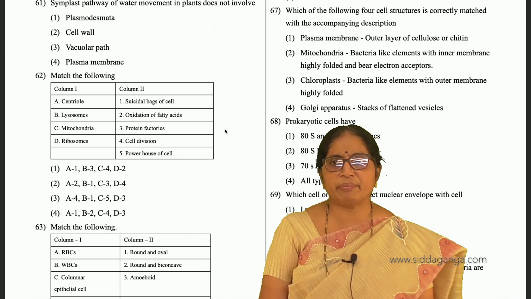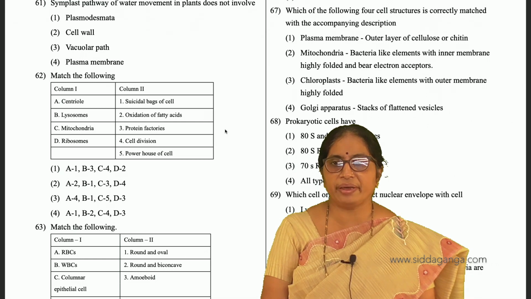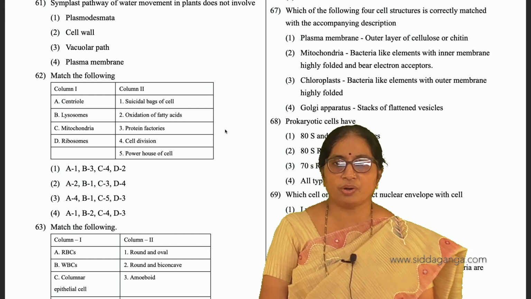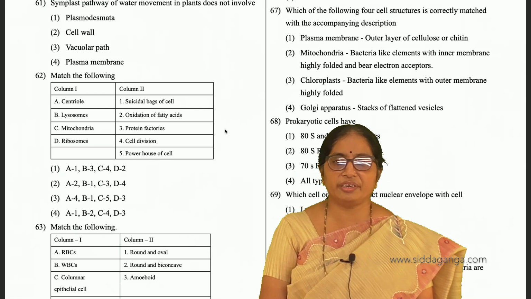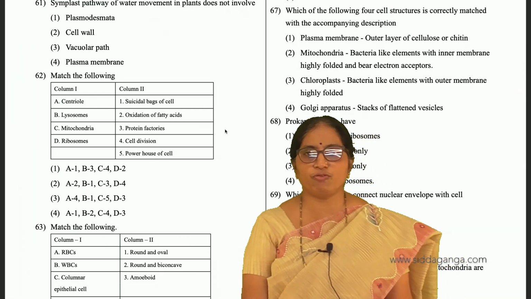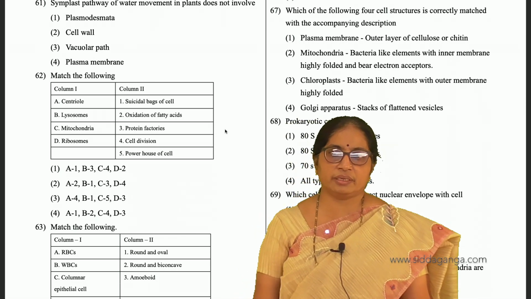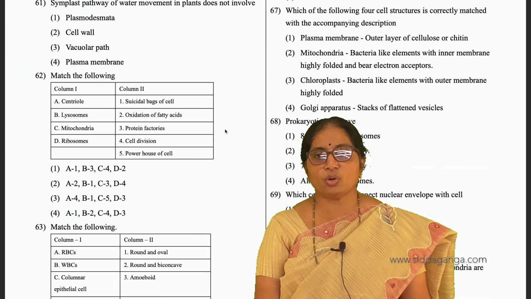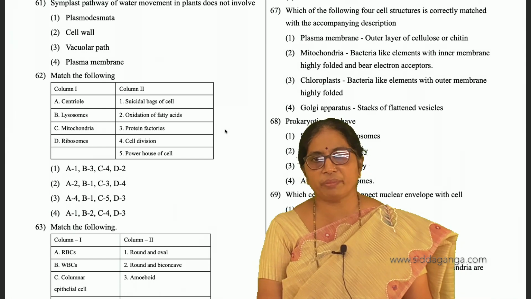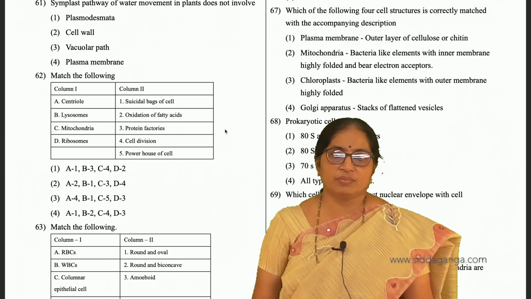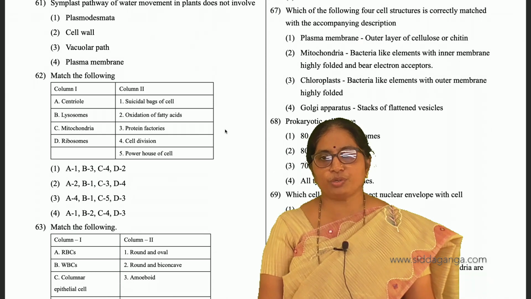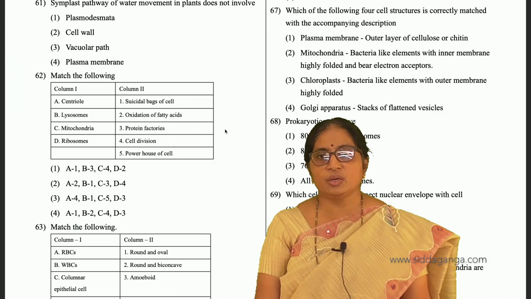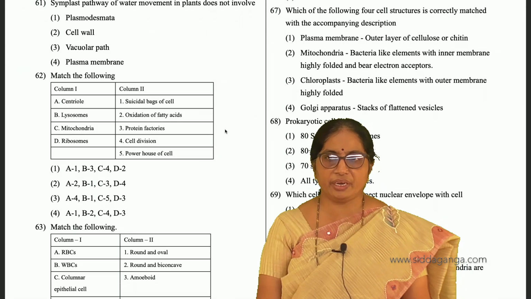Mitochondria, bacteria-like elements with inner membrane highly folded and bare electron acceptors. It's the right statement because the mitochondria are rod-like structures and bacteria are also rod-like structures. They have both inner and outer membranes, and the inner membrane is highly folded to form the cristae. So it is a right statement.